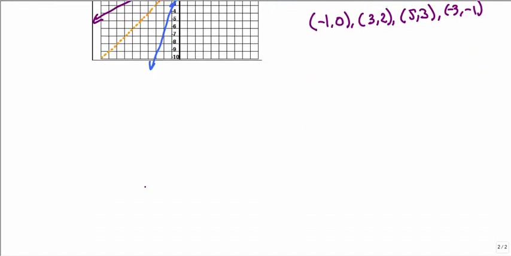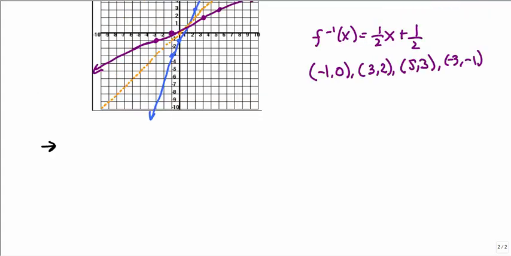A couple other characteristics of a function and its inverse. When I composite a function and its inverse, I should get x, and I have to check that f inverse of f of x and f of f inverse of x should both equal x. So what we could do here is talk about how we verify a function and its inverse are actually function and inverse of each other.